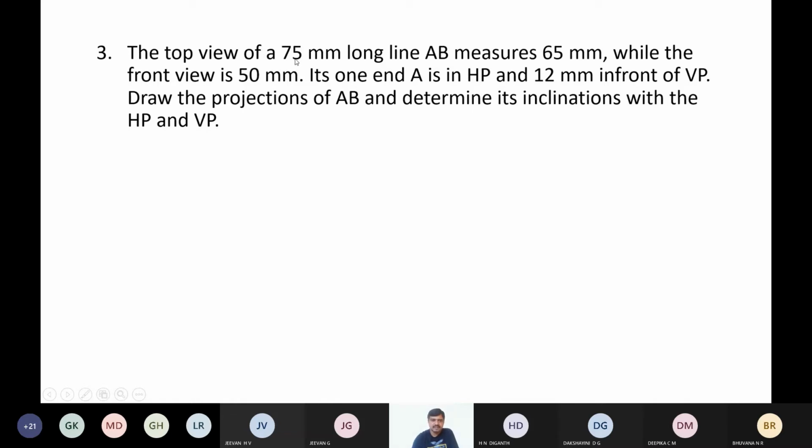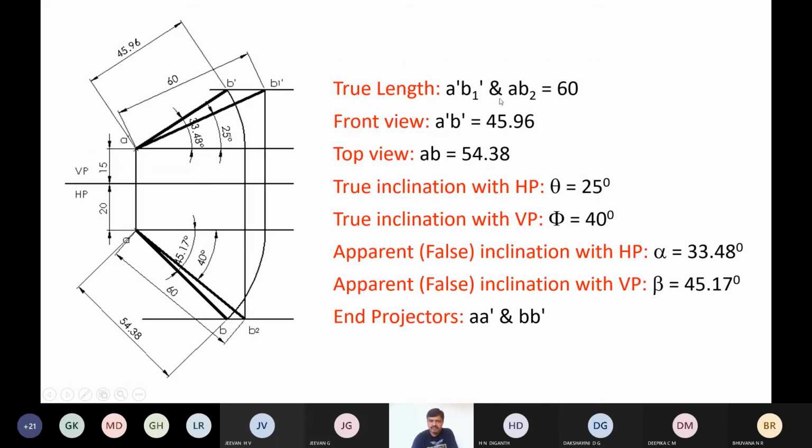Again here we have 5 data. True length is the first data, length of the line in top view is the second, and length of the line in front view is the third. One end A is on HP, that means 0 mm from HP, is the fourth data, and 12 mm in front of VP is the fifth data. Totally we have 5 data, so we can solve this problem. Other than these, they can give locations of the points. Totally 12 data, and out of 12 they can give any 5 data. Using these you can solve the problem.